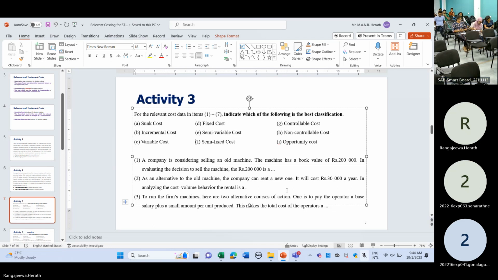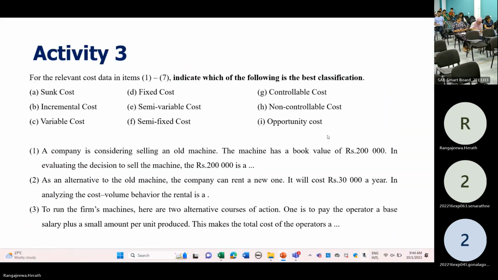Right. Now we can take the first one. A company is considering selling an old machine. The machine has a book value of 200,000. In evaluating the decision to sell the machine, rupees 200,000 is a sunk cost.